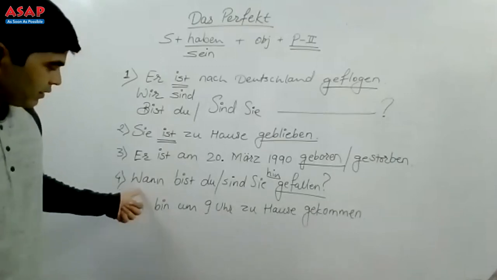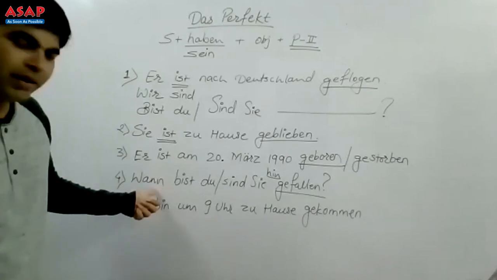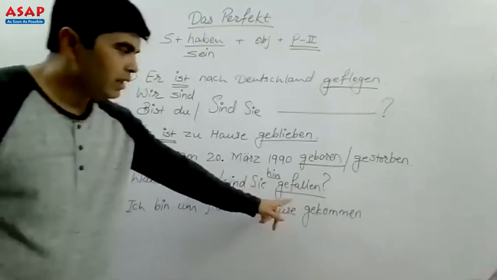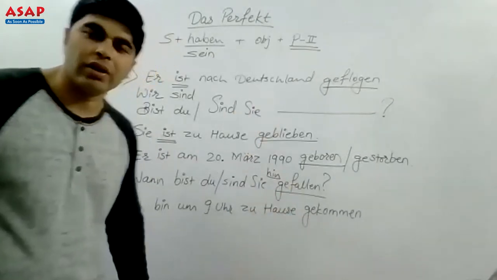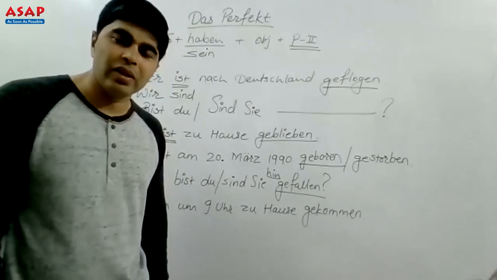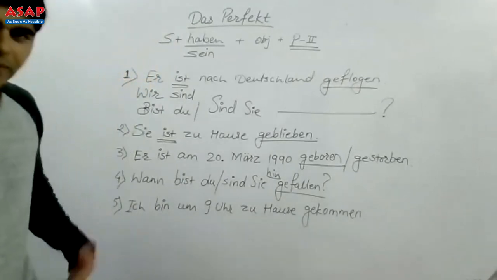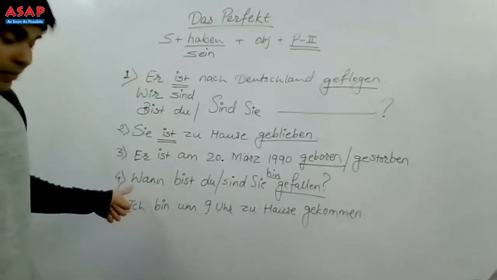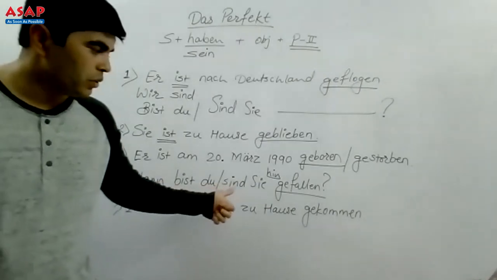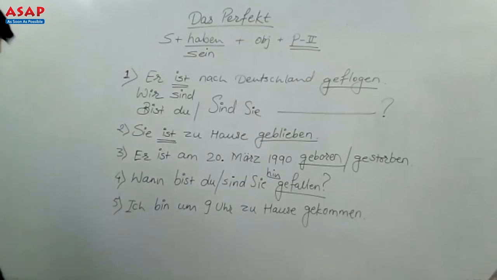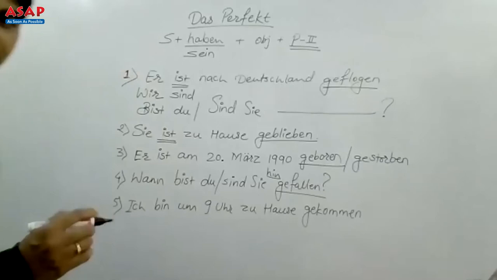Yes. It is the WH question. So after wann, what comes? Verb. Bist du or sind Sie gefallen? When did you fall down? Like you go to a doctor and say, my leg is swollen, I fell down. So a doctor may ask you, okay, when did you fall? When have you fallen? Wann bist du or sind Sie gefallen? Okay, there is now one more interesting thing. Tell me the meaning of fahren.